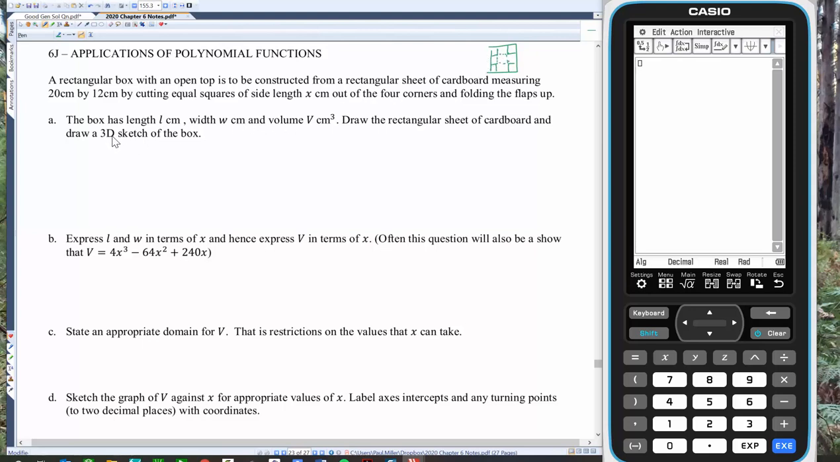So the box has length L, width W, volume V, in centimeters cubed. I want us to draw the rectangular sheet of cardboard. That's kind of just what we did, let's just do it more formally. So 20, 12, with a square cut out of each corner, of which the square has side length X.